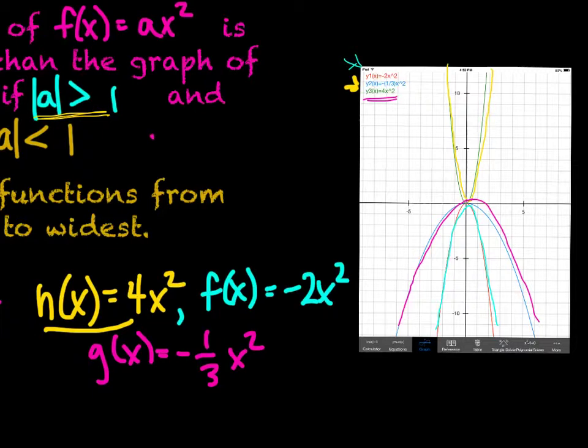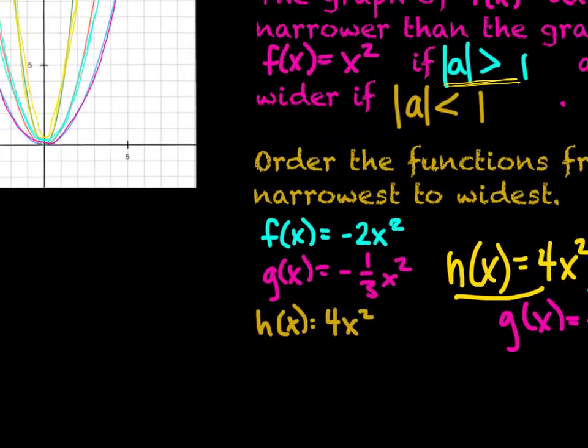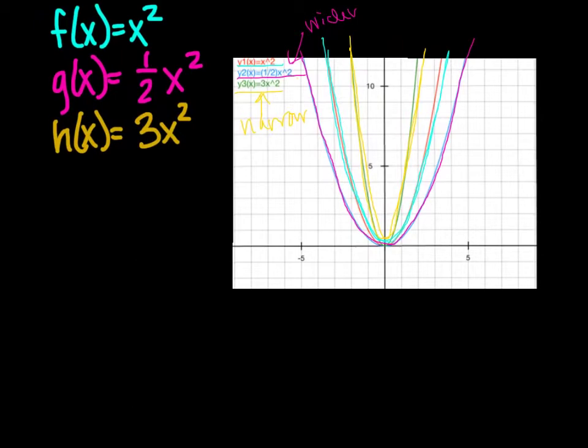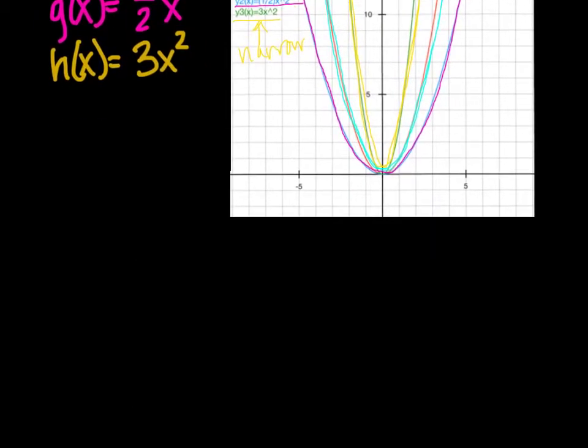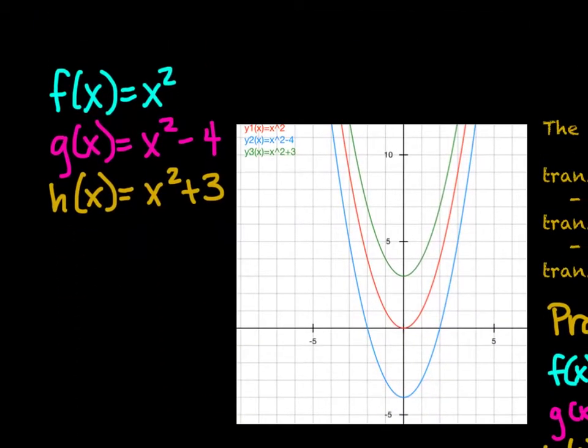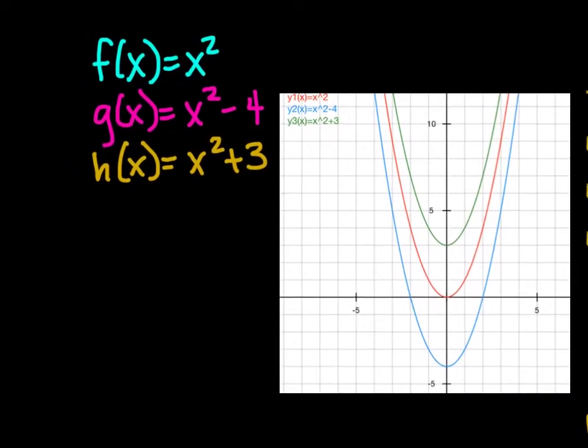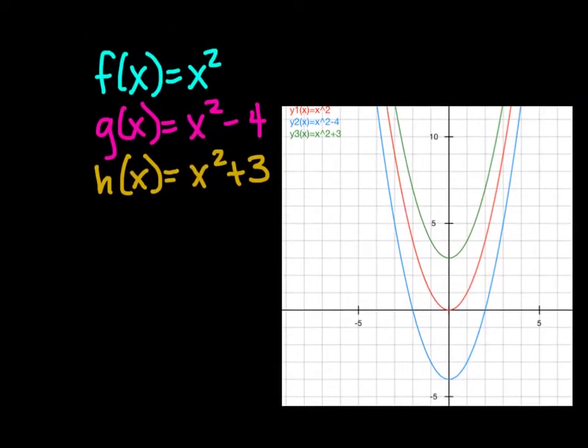So now let's see how things can be vertically translated. We've seen how they get narrower and wider, and now we're going to look at vertical translations. So we have this situation. We have f of x is equal to x squared, g of x is equal to x squared minus 4, and h of x is equal to x squared plus 3. Now if we look at all these things, we actually can see them graphed.